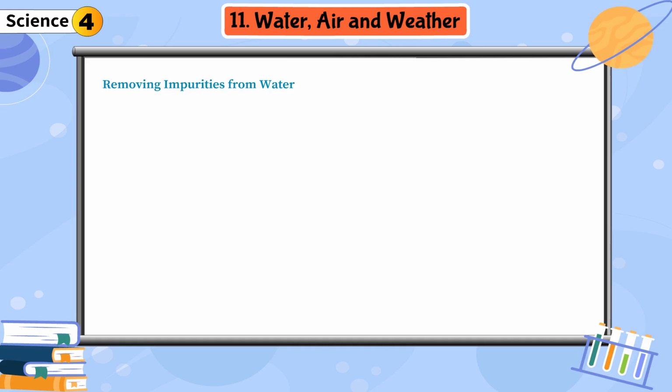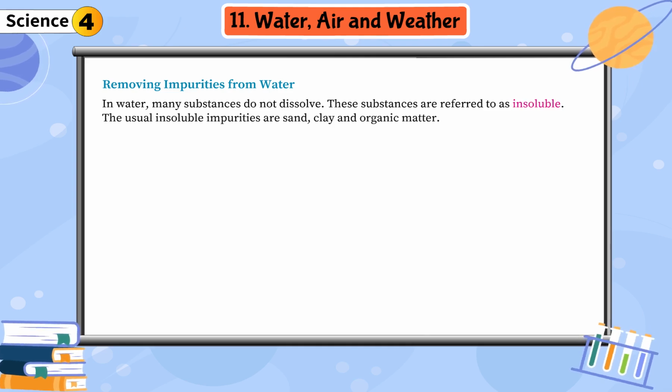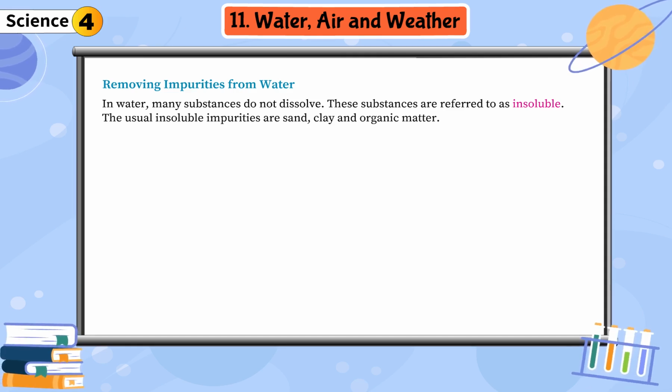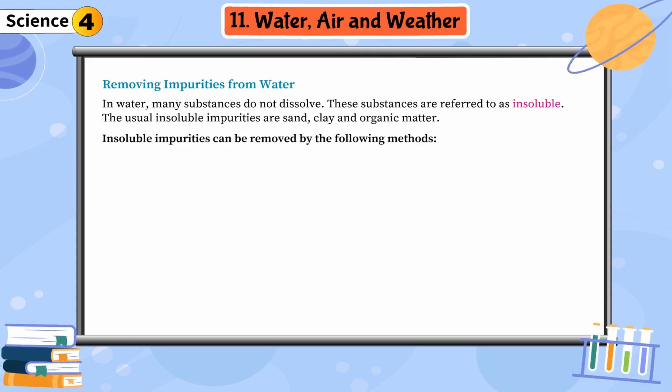Removing impurities from water. In water, many substances do not dissolve. These substances are referred to as insoluble. The usual insoluble impurities are sand, clay, and organic matter. Insoluble impurities can be removed by the following methods: sedimentation, decantation, filtration.